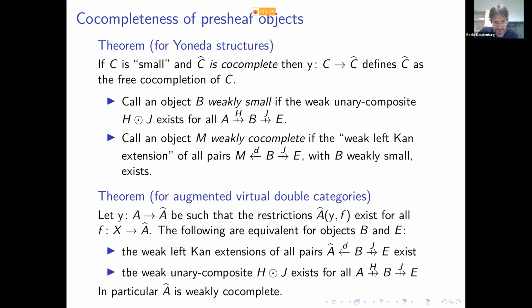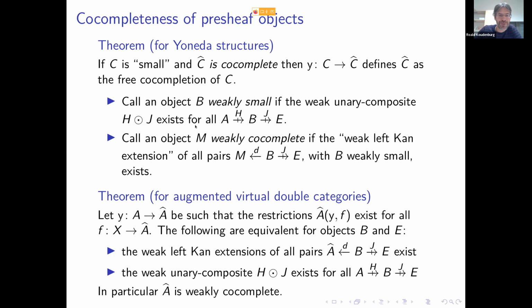And once more, if B is weakly small, then these composites all exist. So also all these Kan extensions exist if B is weakly small. So in particular, this shows that A hat is weakly co-complete. So we don't need to assume co-completeness of presheaf objects. We can obtain it if we choose smallness correctly.